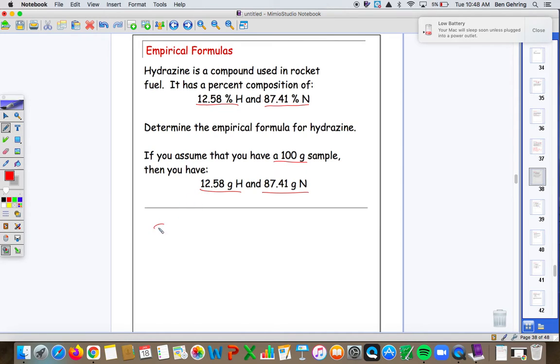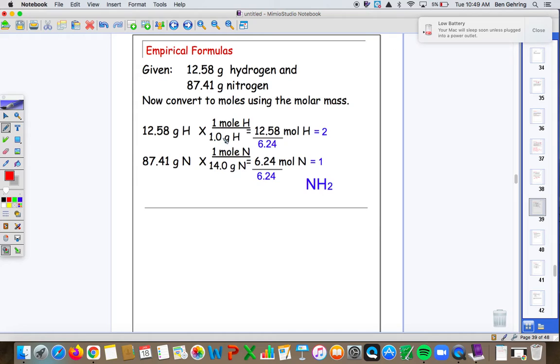Step two, we're going to go from grams into moles. And remind yourself how we do this. To go from grams to moles, we have to divide by the molar mass. So in this case, we're going to divide hydrogen by 1.01 and nitrogen by 14.01, and that's grams per mole. Again, I didn't do the 2 decimals, but it's going to be really close. So 12.58 divided by 1 is going to give you 12.58 moles of hydrogen, and 87.41 grams divided by 14 gives you 6.24 moles of nitrogen.